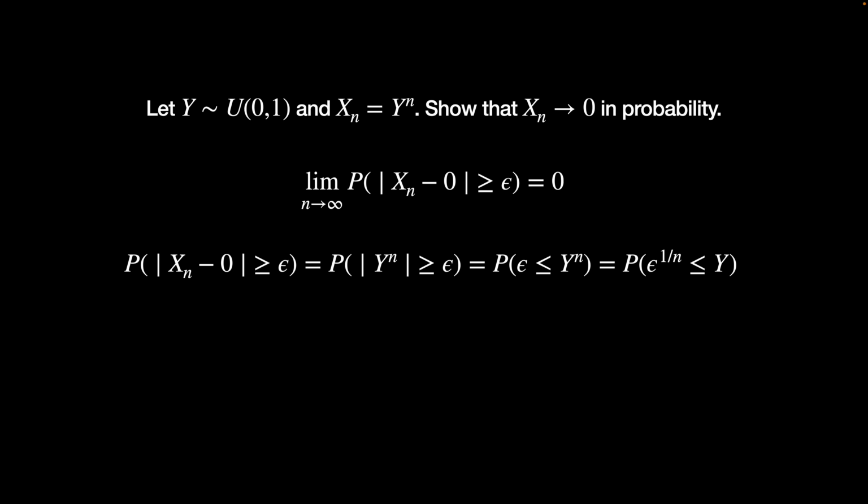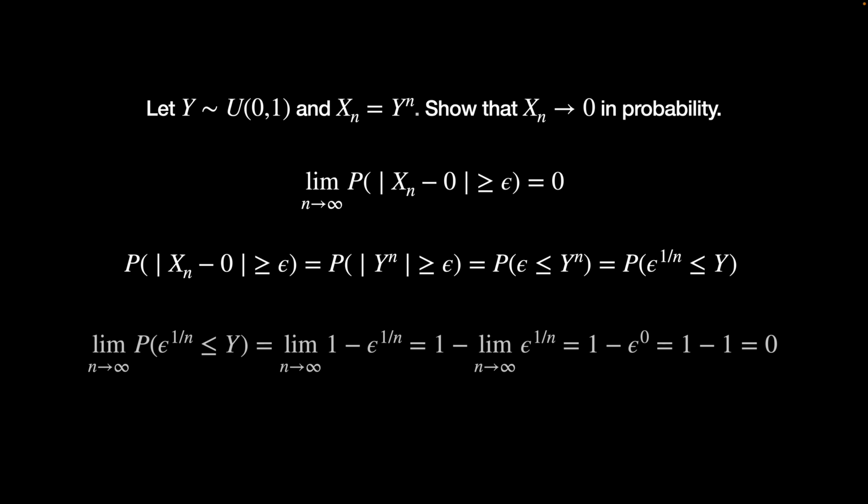So if I plug that back into our limit, we have this huge thing down here, where essentially our limit of the simplified probability equals the limit as n approaches infinity of 1 minus epsilon to the power of 1 over n. That equality comes just from the properties of the uniform (0, 1) distribution.